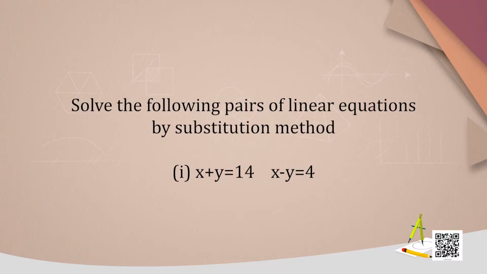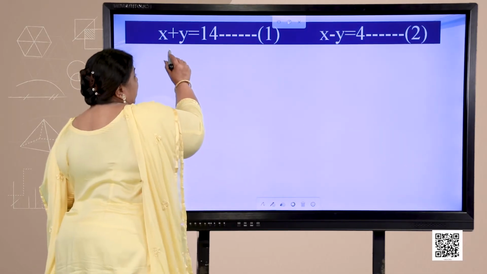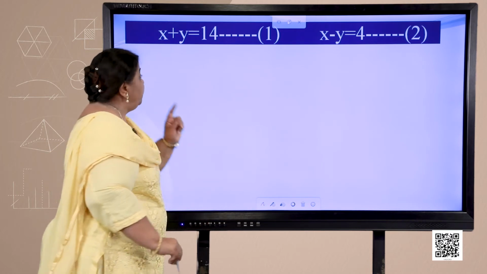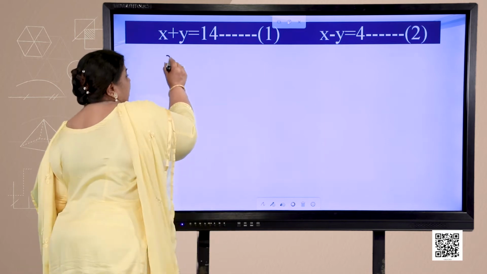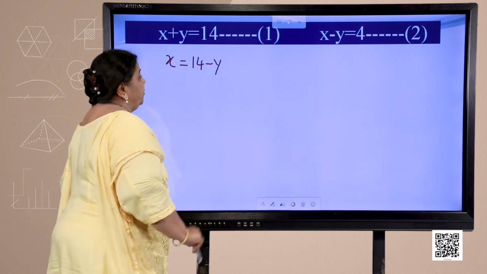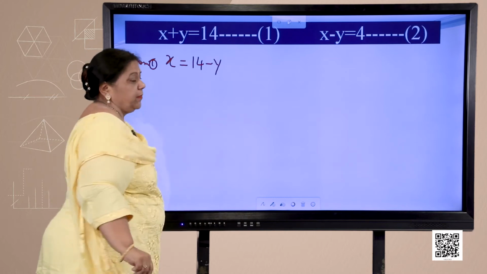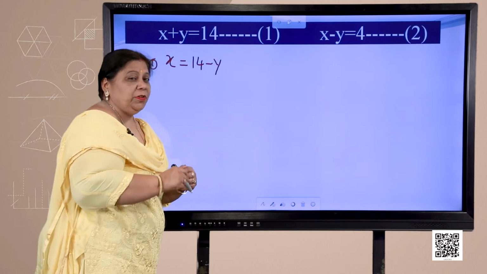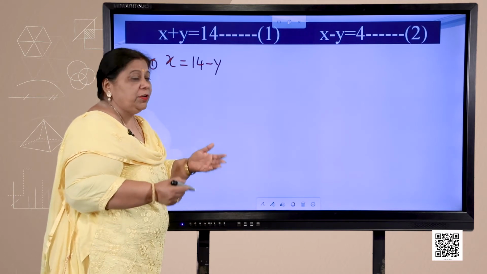Let us take the first question of this exercise 3.3, which says solve the following pairs of linear equations using substitution method. x plus y is equal to 14 and x minus y is equal to 4. We have x plus y is equal to 14. We take the value of one variable from the first equation. Here x is equal to 14 minus y. I have got the value of one variable. Because the value is to be substituted in the second equation, the name of the method is substitution method.